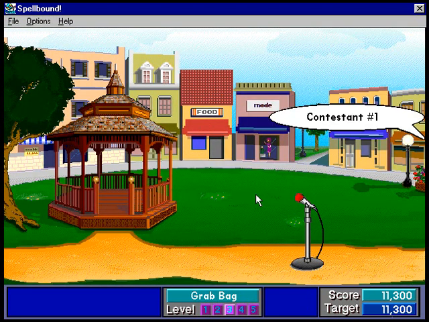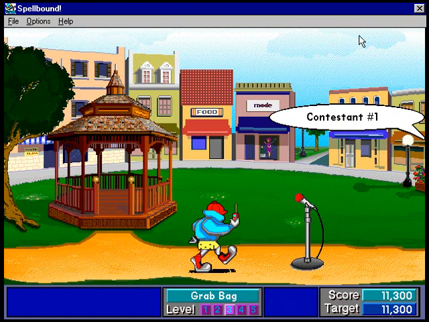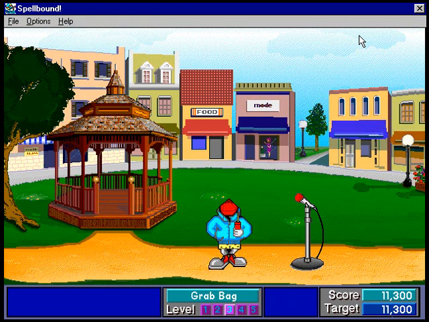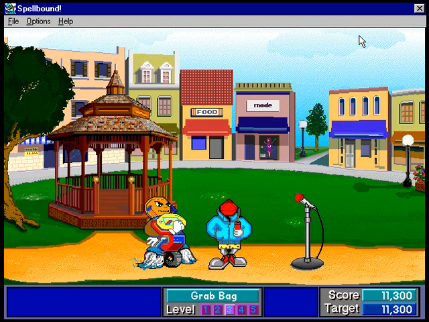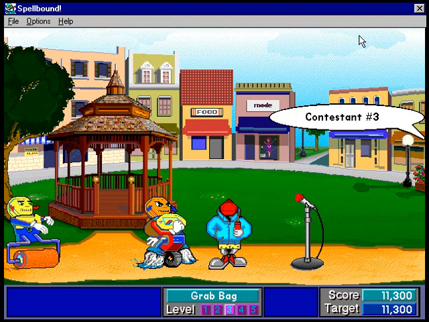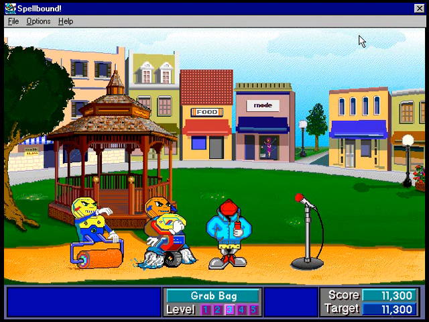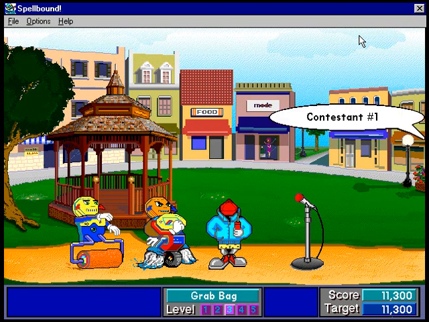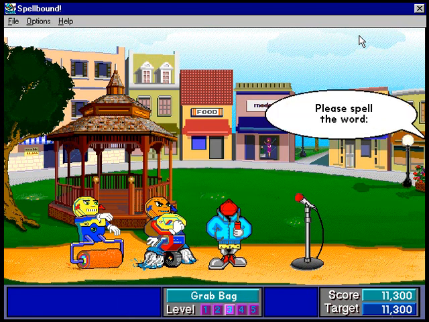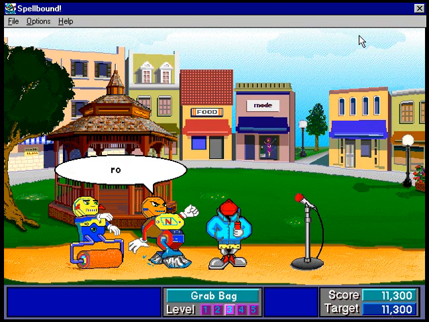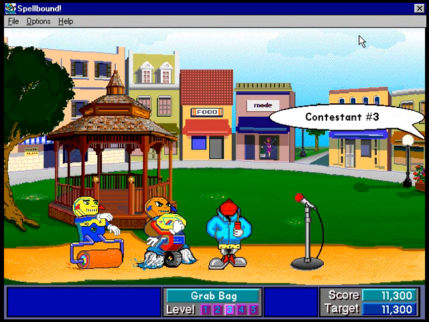Welcome to the Spellbound City. Contestant Number 1. Contestant Number 2. Contestant Number 3. Contestant Number 1. Please spell the word purr. That's right, contestant number 2. Please spell the word roar. R-O-A-R. Way to go, contestant.